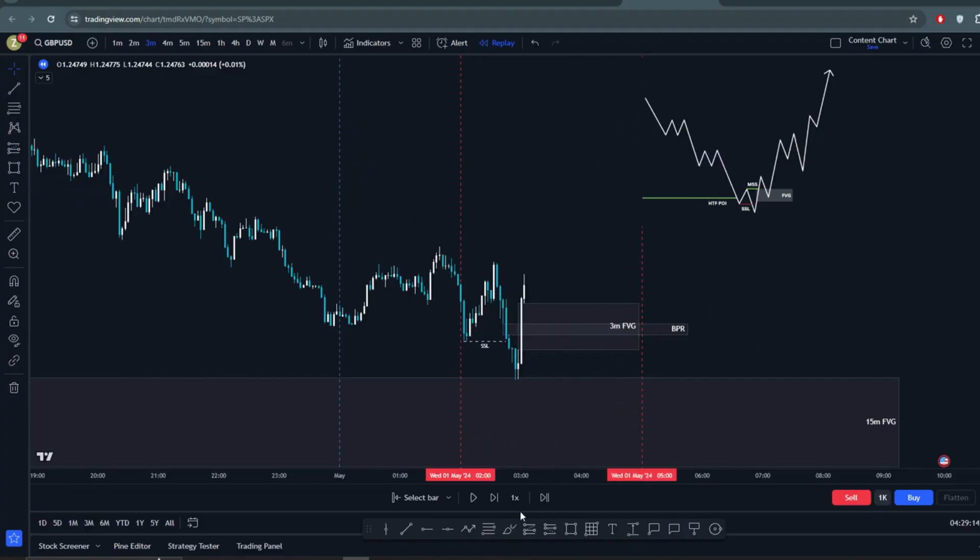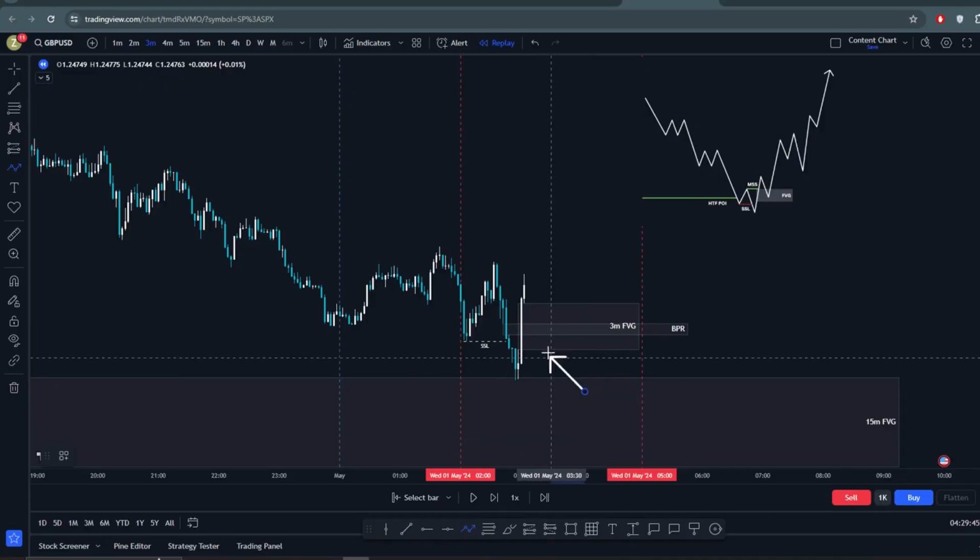So, since this area right here is already a valid entry setup, we can take our entry position right here. Since we already reached a higher time frame point of interest, we already took out a sell side liquidity, meaning we are on the right side of the chart. We already have multiple confluences.